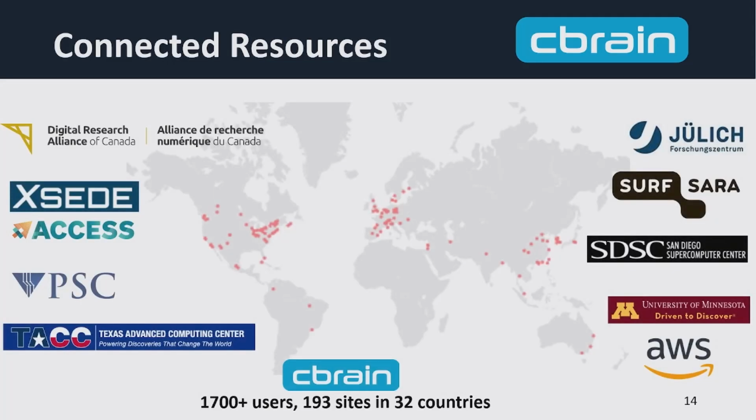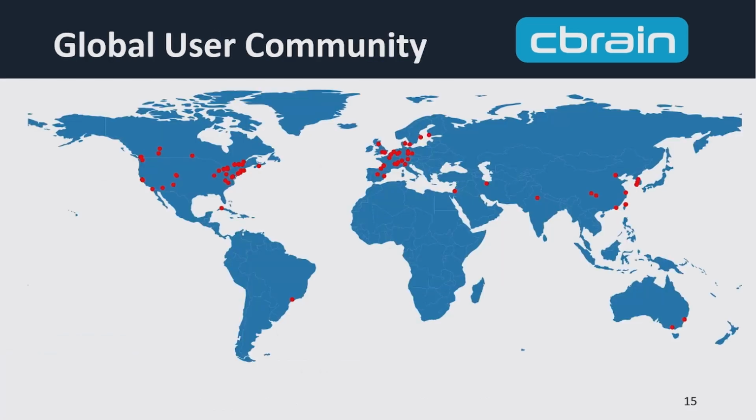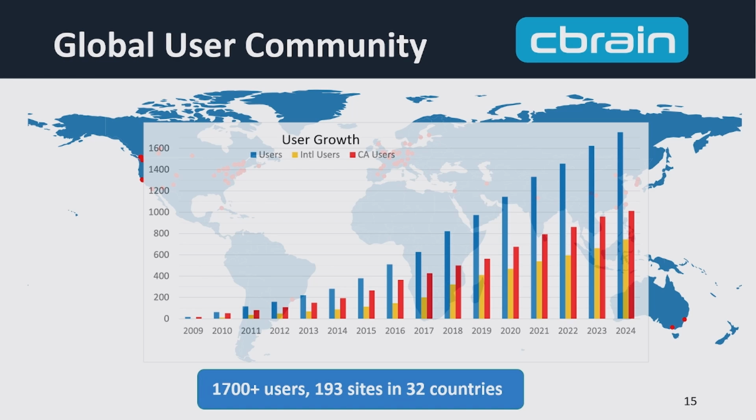As Alan just pointed out, we have over 1,700 users in 32 different countries, and it's connected to a wide range of computing resources, both nationally and internationally. That user community continues to grow, again, 1,700. You can see the proportion here. Even though its origins are in Canada, it's really grown to be international in scope.